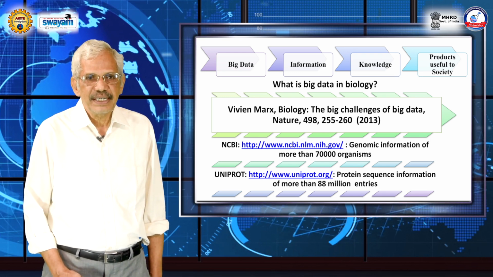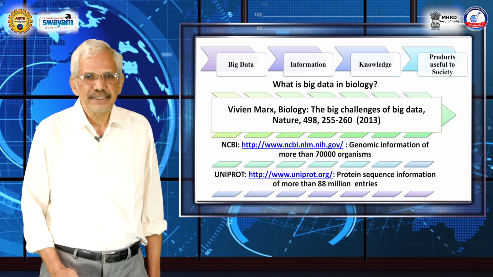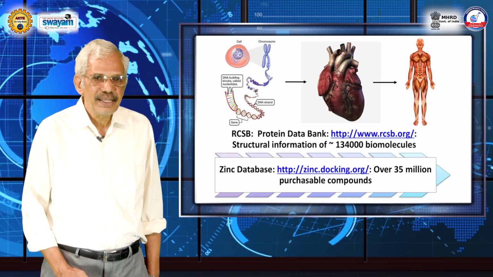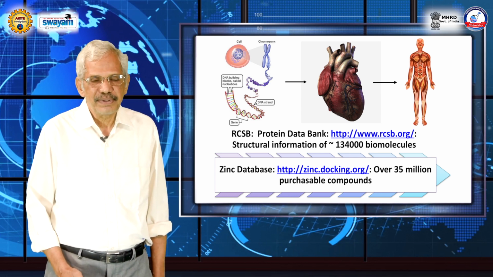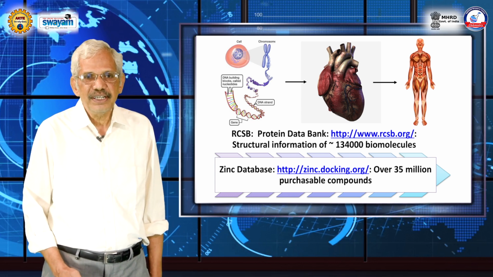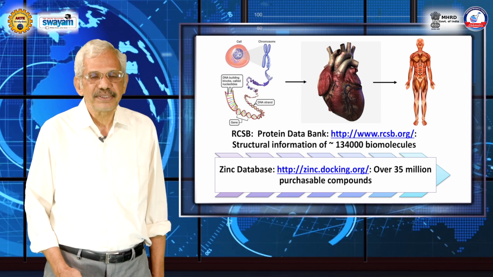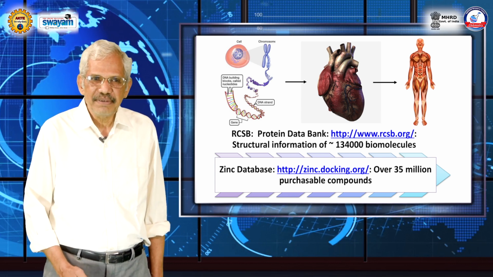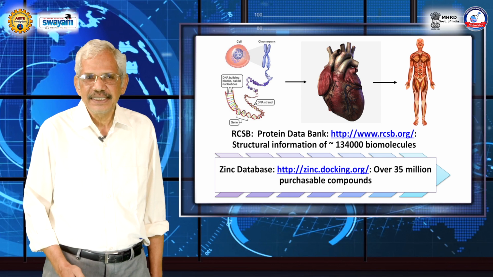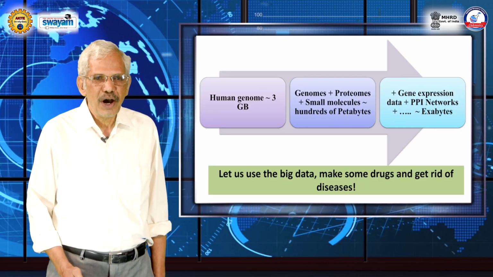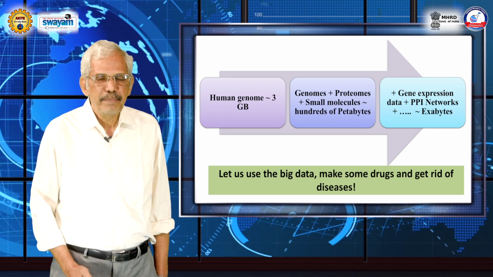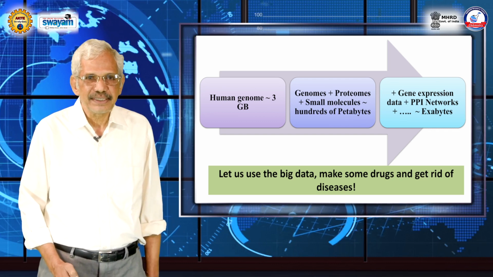Again, UniProt is a database which hosts millions of protein sequences. Then there are structural databases called Protein Data Bank, and there are small molecule databases also relevant to chemists, about 35 million purchasable compounds. With so many compounds available, how is it that diseases and disorders are still prevalent? And that's a big question. So let's see how we use this big data, make some drug molecules and get rid of diseases.